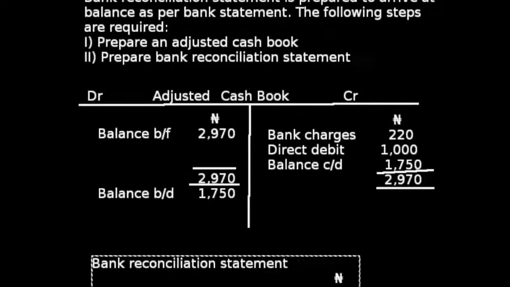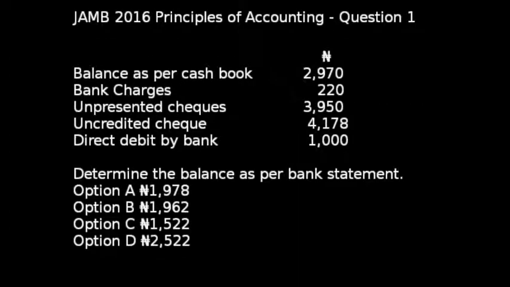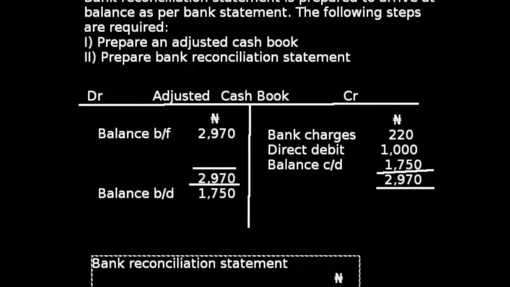So immediately after that, we have other items like bank charges, which is 220 naira, posted to the credit side. The reason why it is posted to the credit side is because it is an expense. Remember, this is adjusted cash book, so it takes the same format as the cash book.